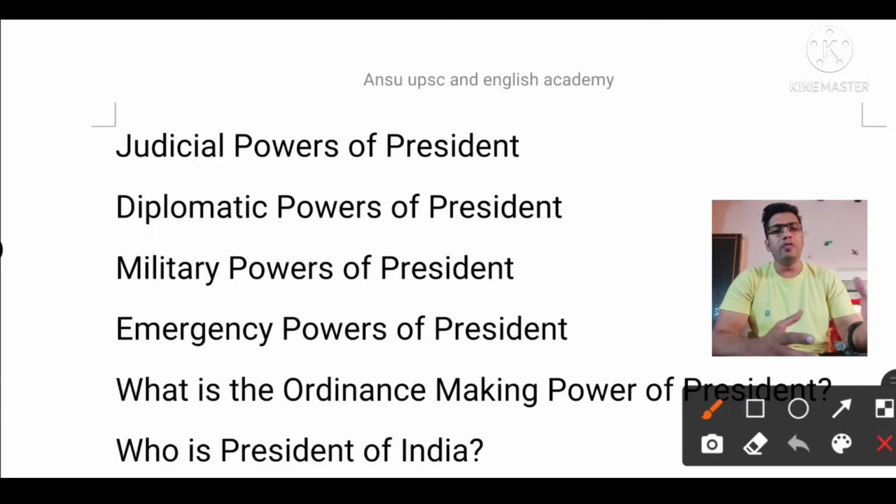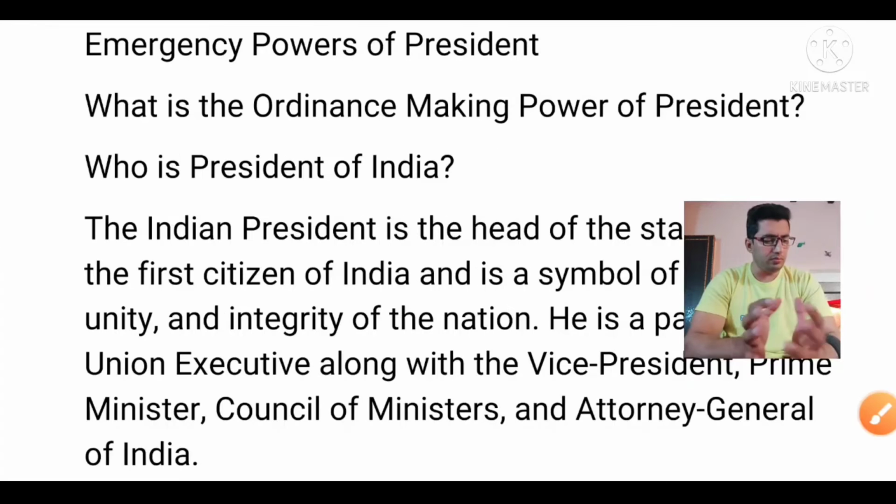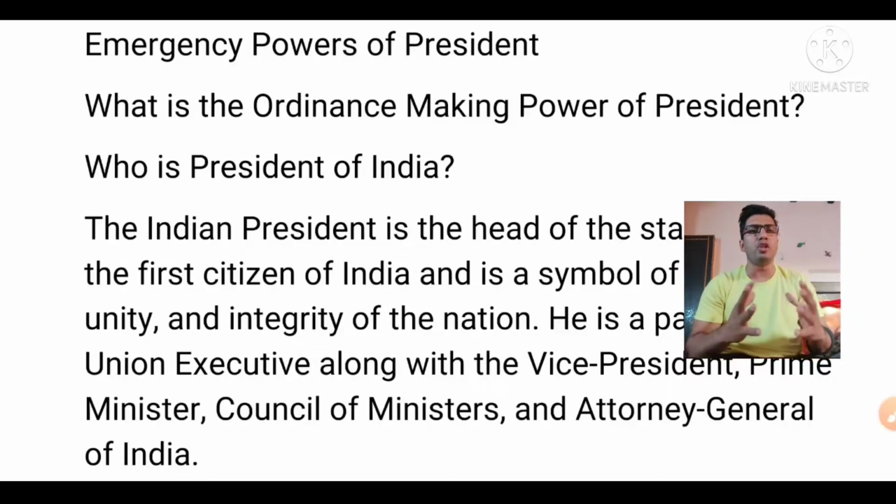Veto power is the most important from the exam perspective. There are three types of veto available with the president. The first one is the absolute veto, the second one is the suspensive veto, and the third one is the pocket veto. Absolute veto means if the president does not agree with the bill, then the bill would not become an act. How is that possible?